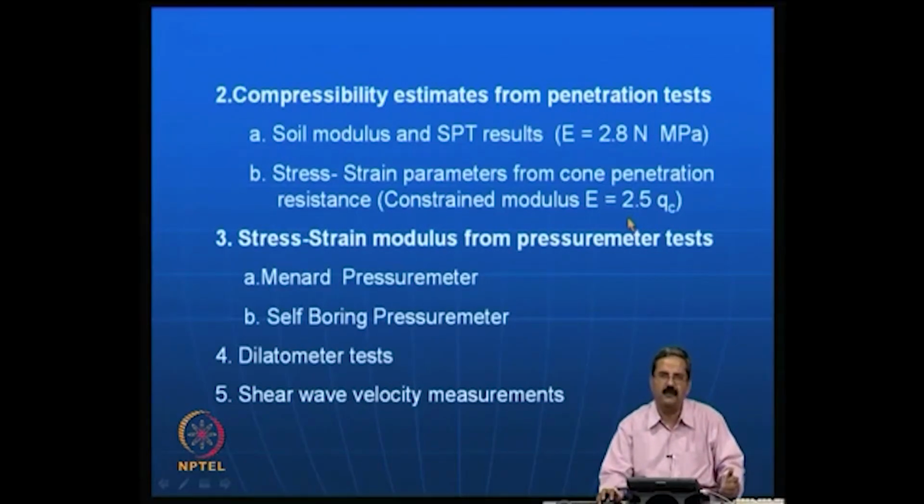You have different types of moduli in soils, like Young's modulus, secant modulus and many other parameters, like the one dimensional modulus from the constraint test, the one dimensional consolidation test, and the modulus from the triaxial test. One should understand them properly. As a simple relationship, if you know the cone penetration resistance qc, it is 2.5 times qc, which is another expression.